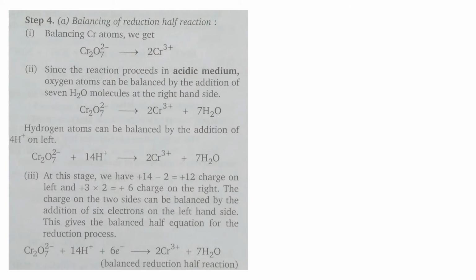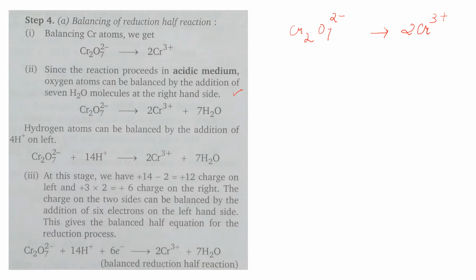Step number 4, balancing the reduction half reaction. First, let us do the reduction half reaction first. So, that is Cr2O7 2 minus giving 2Cr3 plus. Now, since the reaction proceeds in acidic medium, oxygen atoms can be balanced by addition of 7 H2O molecules at the right hand side.